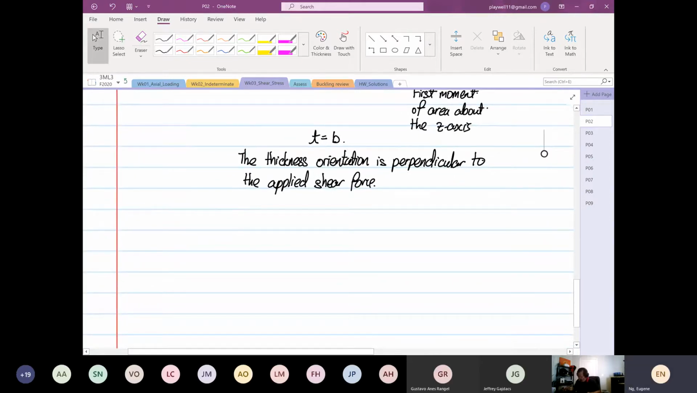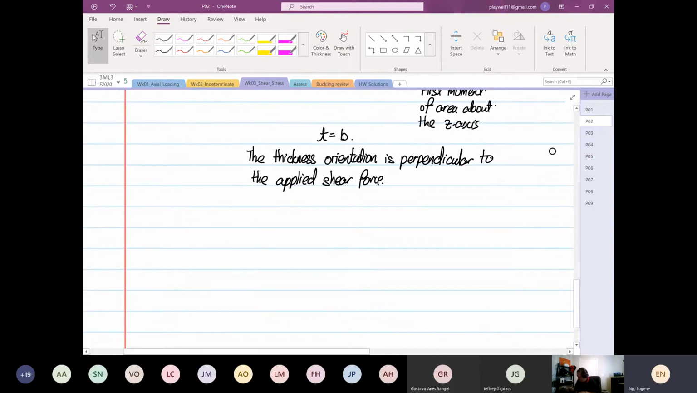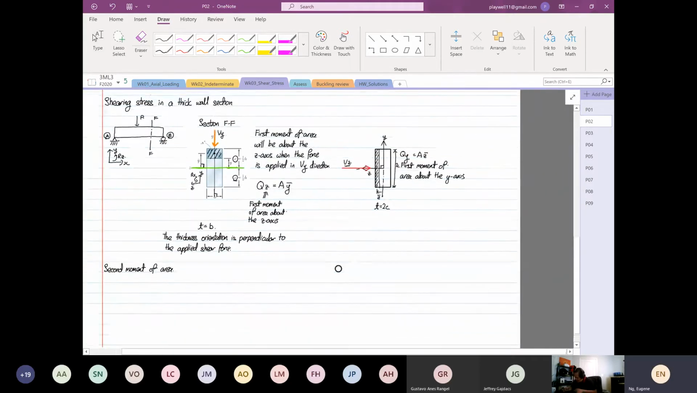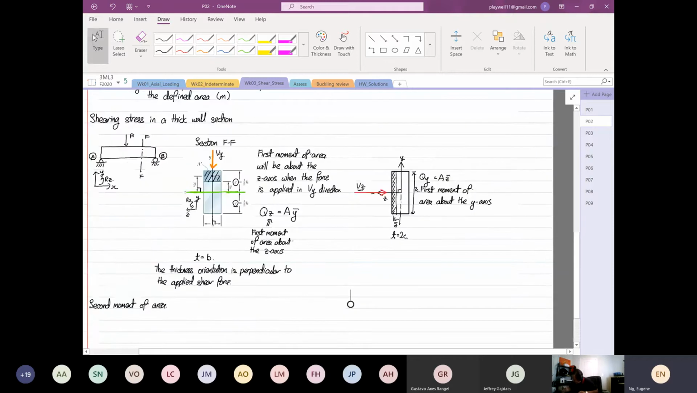Now, the next thing we are going to look at is second moment of area. And again, I'm going to follow what we highlighted before. So I'm going to split this into two so that you will know what the differences are when you study later on.